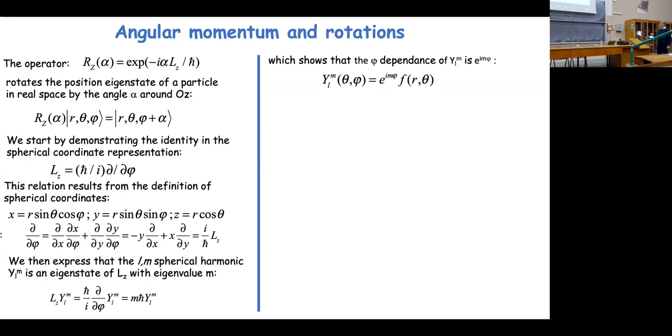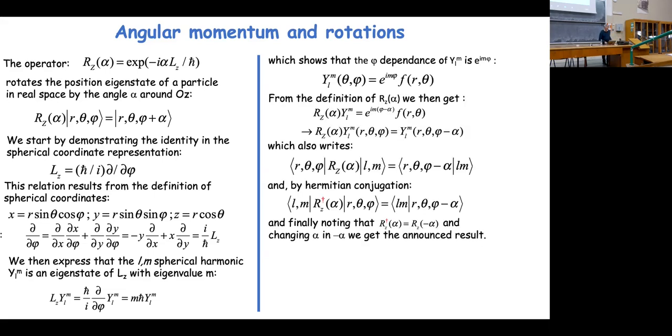What happens if you apply this operator, which is diagonal in the Lz basis? You just multiply by e^{-iαm}. When you apply Rz, you multiply by e^{-iαm}, and you get the result shown here. You get this formula, which shows that applying the rotation operator to the wave function here transforms phi into phi minus alpha.